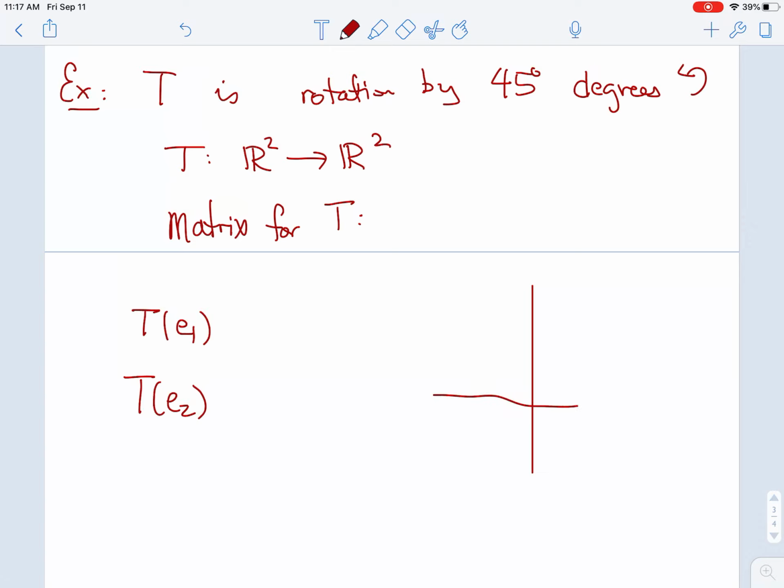And what is my picture? Well, E1 is the vector (1, 0). So that's here. So here's E1. Here's E2. And I didn't draw that to scale, did I? So let me draw it a little bit here. So this is a vector (1, 0). This is a vector (0, 1). This is E2. And what I'm going to do is rotate the plane by 45 degrees.